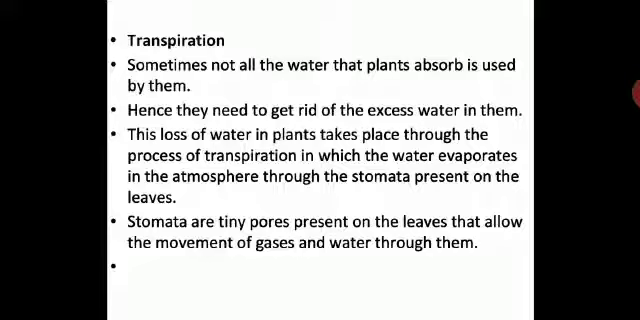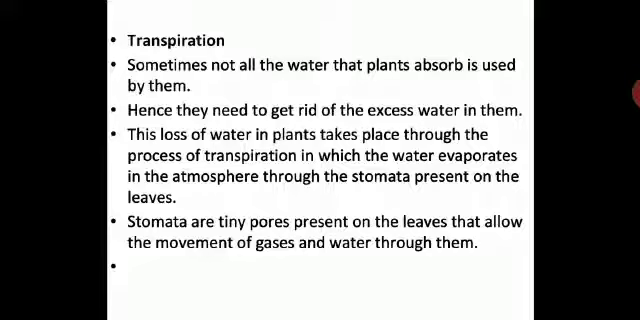And this loss of water in plants takes place through the process of transpiration, in which the water evaporates into the atmosphere through the stomata present on the leaves. So as you know, stomata are the small pores present under the leaves, and this small opening and closing of the stomata helps in the evaporation of water by the leaves.